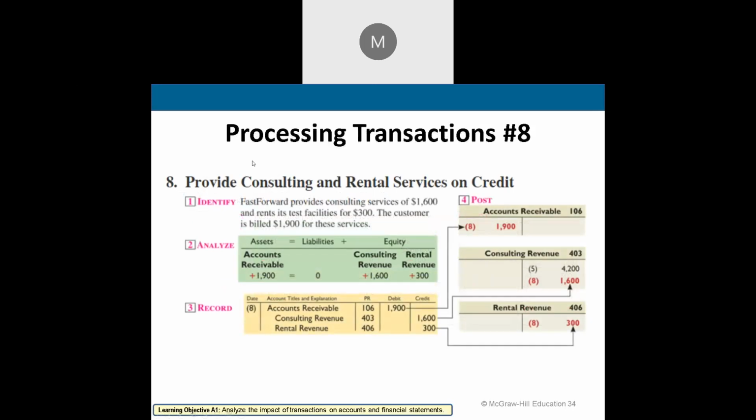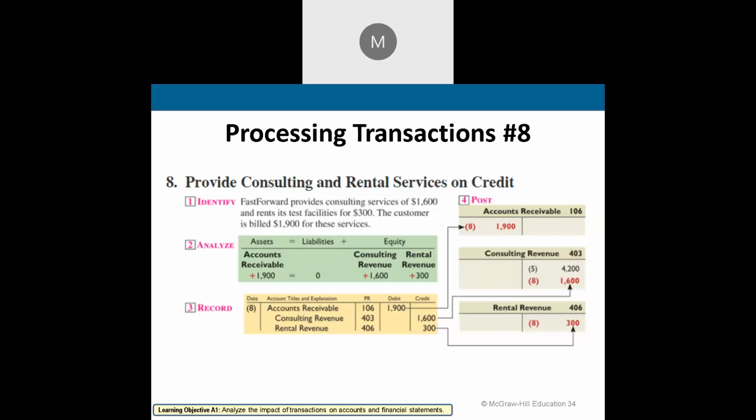Transaction 8. A couple of things going on here. We provided consulting services to a customer. And we also did some other stuff. Oh, we rented some equipment to another customer. Cool. Then we billed the customer, meaning they didn't pay us yet. We sent them a bill for our services.